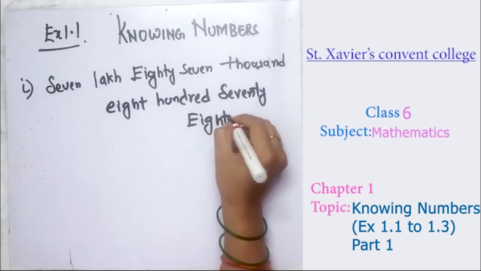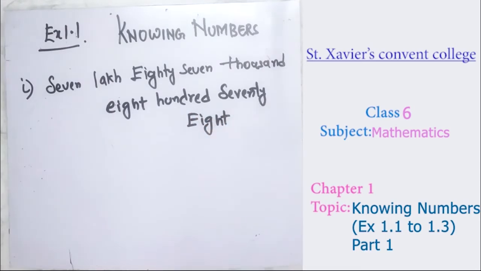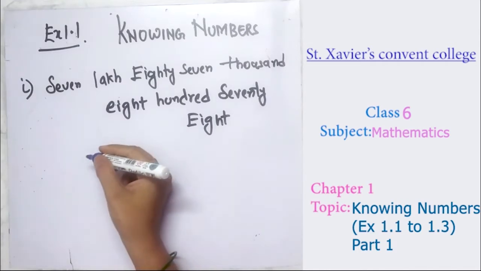You have to write this statement in a given type of figure. You have to write it in number form. Okay, so what you have is 7 lakh, you have 7,87,878.